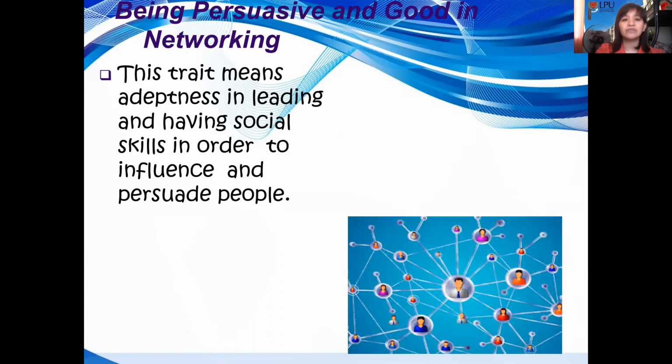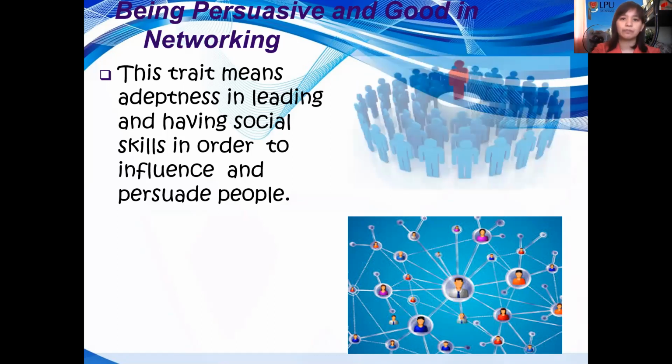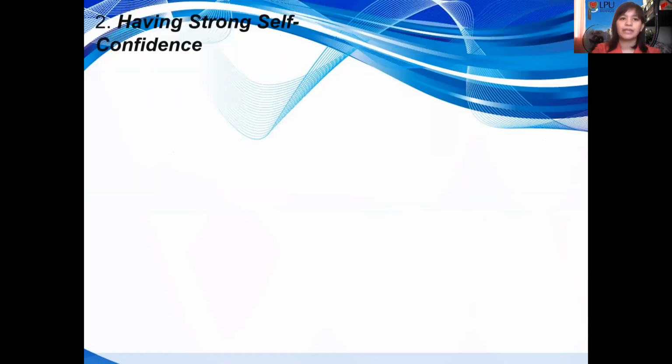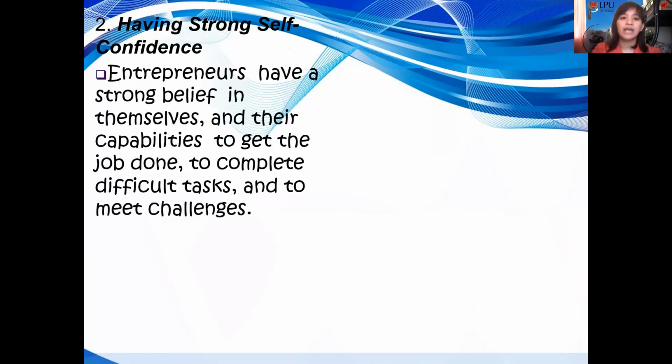Being persuasive and good in networking. This trait means adeptness in leading and having social skills in order to influence and persuade people. It means knowing how to network with people, with a give and take relationship, a win-win relationship. Having strong confidence. Entrepreneurs have strong belief in themselves and their capabilities to get the job done, to complete difficult tasks, and to meet challenges.